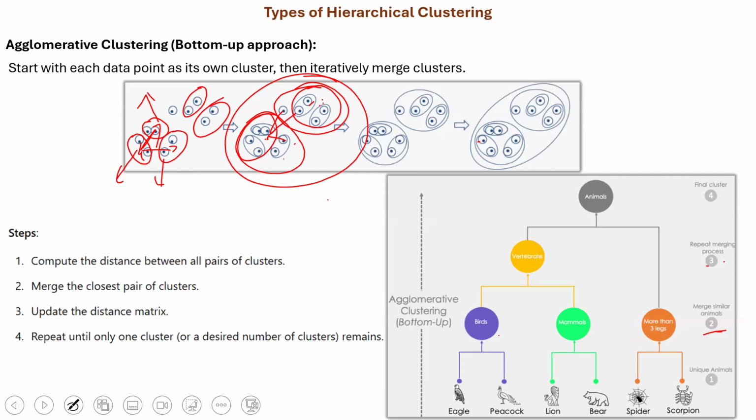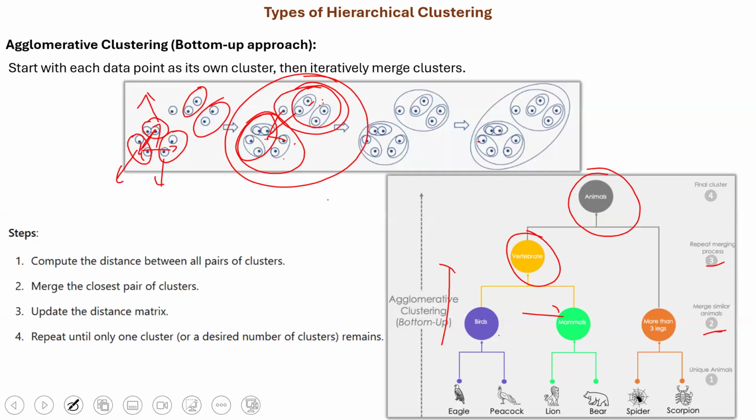And then in the next step, you'll combine the clusters which are close to each other. So these two are more close to each other, they are vertebrates. So they are combined. And in the end, they are all combined as animals. So this is what hierarchical clustering, agglomerative hierarchical clustering means. This is a bottom-up approach. We start by considering each point as a single cluster, and we keep on combining them until it becomes a single cluster.